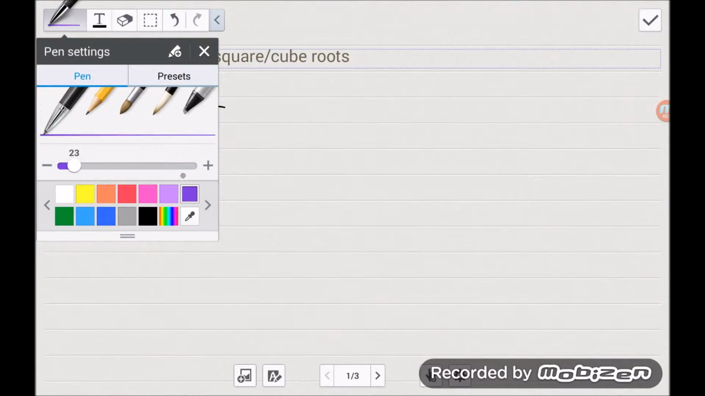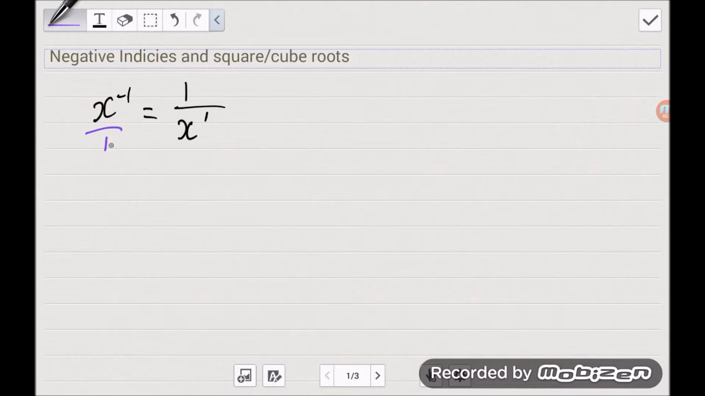And the way this works is every single number is over 1. And if we bring this number to the denominator, the opposite side of the fraction, the indice will become positive from negative and vice versa. So if we bring this x to the opposite side of the fraction, which is the numerator in this case, to the top, the indice will change from positive to negative.